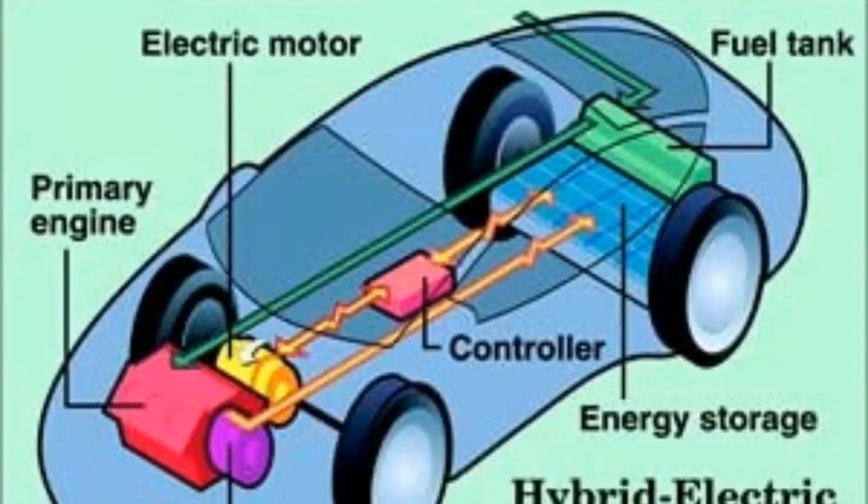Hybrid electric cars are built with two motors, one electric and one gasoline. Also, they produce less CO2, which is pretty good. Here's a picture of what a hybrid electric car looks like.